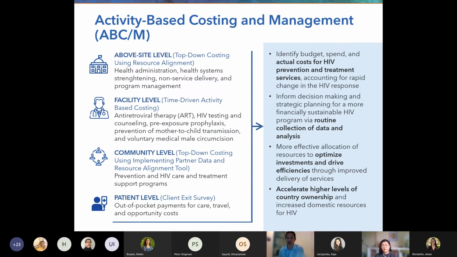So we identify these costs with some higher level objectives in mind. We want to inform decision-making and strategic planning for a more financially sustainable HIV program through routine collection of data and analysis. We want to be able to make more effective allocation of resources to optimize investments and to drive efficiencies. And we want to accelerate higher levels of country ownership.